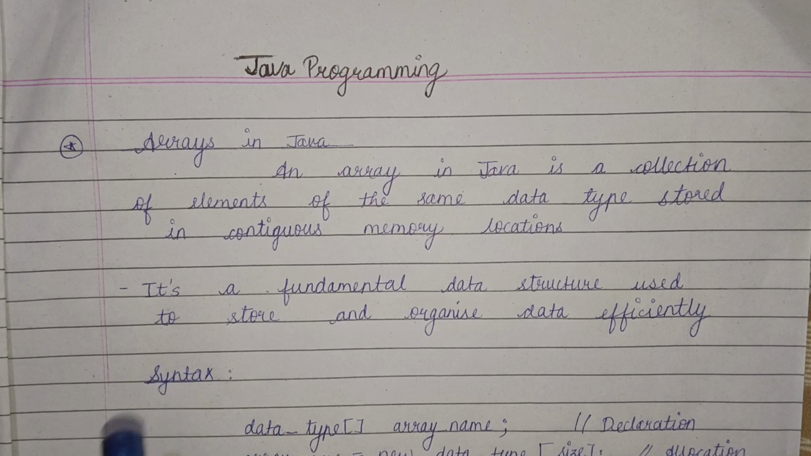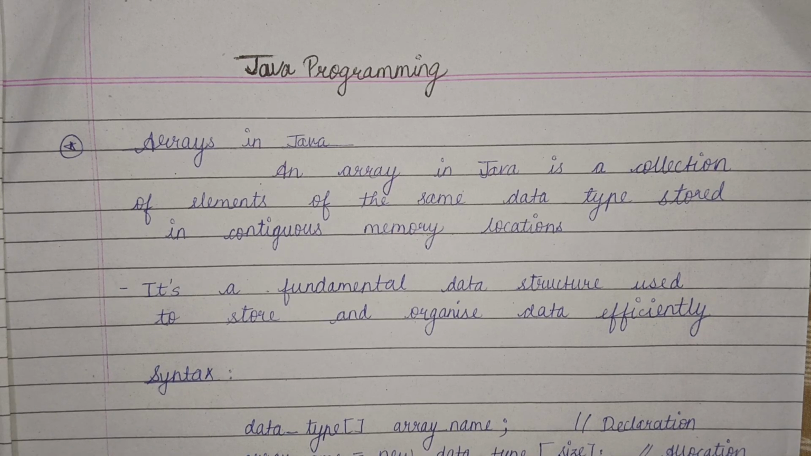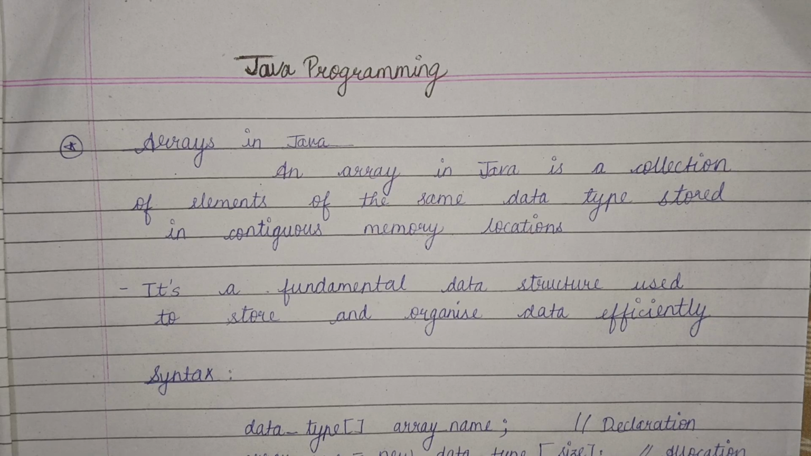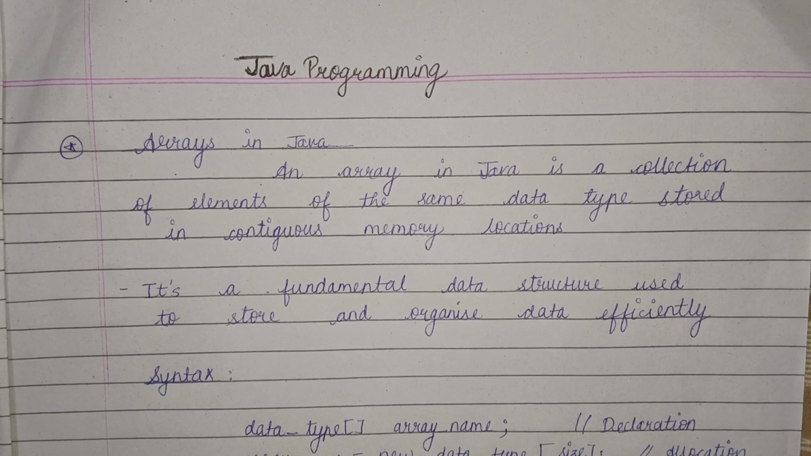And the memory location will be contiguous. Means if an element is stored at, let's say, location 1000, the next element will be stored at 1004, and the next at 1008, means it stores each element in 4 bytes. So that's why it stores in contiguous memory locations.